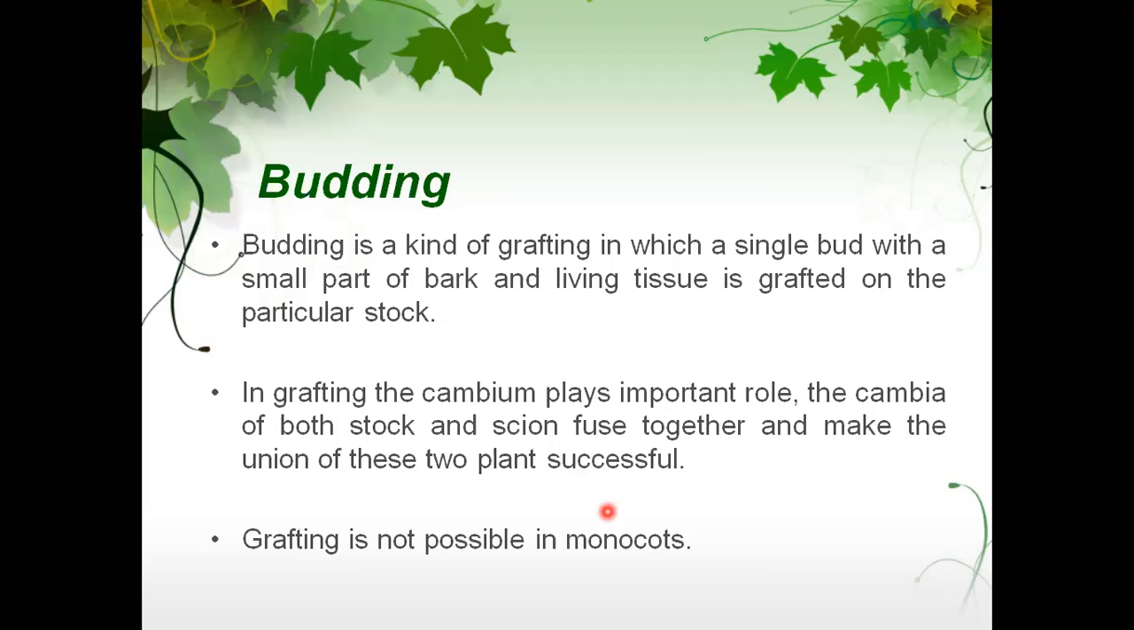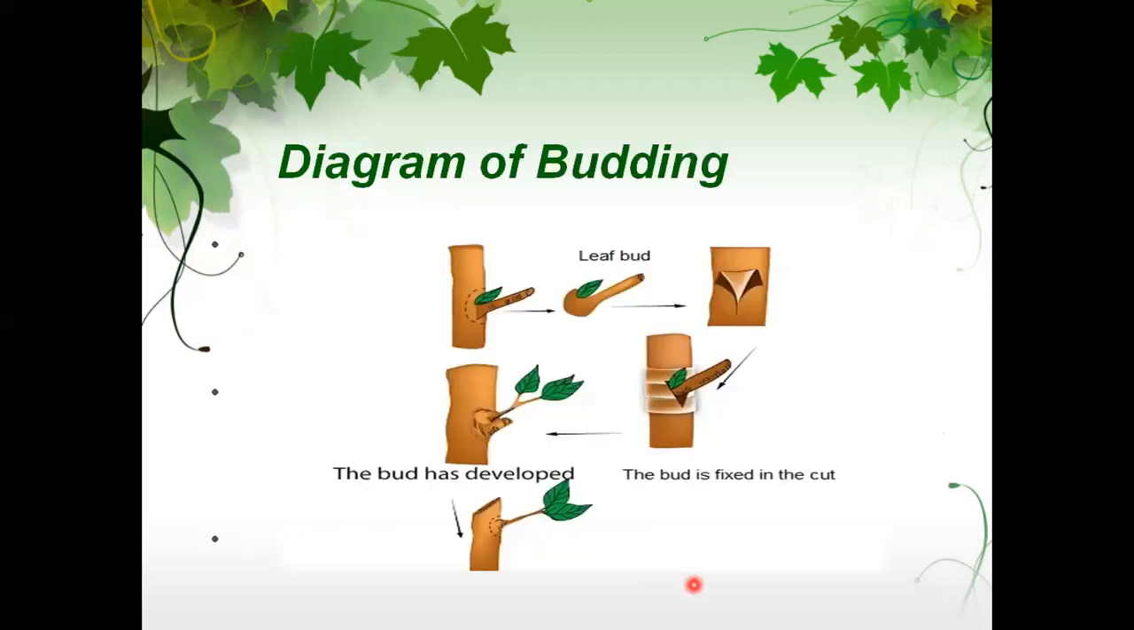Grafting is not possible in monocots because cambium is not present in monocots like in dicots, meaning monocots lack the cambium tissue. See the diagram of the budding.